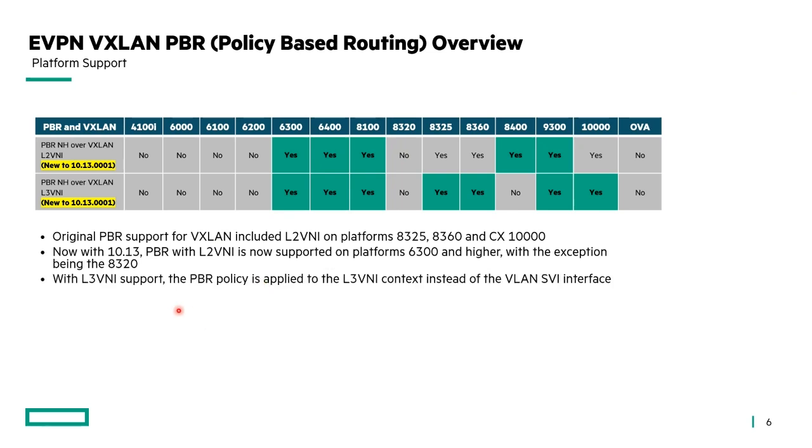And so with L3 VNI support, the PBR policy is now applied to the L3 VNI context instead of the VLAN SVI interface, and you'll see that as we move forward. And just a note that egress policies are not supported on the 8400, so you can only do ingress.